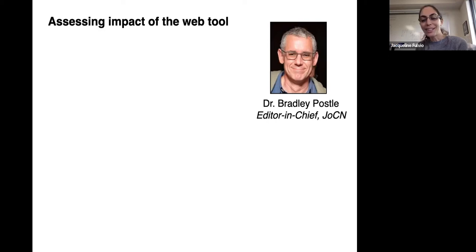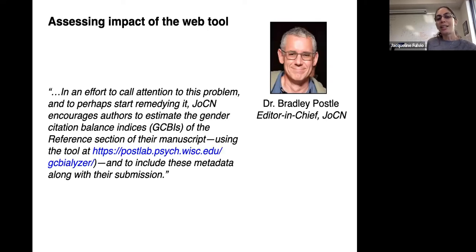So to quote Brad's announcement when he assumed the editor-in-chief role and unveiled the web tool, he said, "In an effort to call attention to this problem and to perhaps start remedying it, JOCN encourages authors to estimate the gender citation balance indices of the reference section of their manuscript using the tool at the website, and to include these metadata along with their submission." So basically, this was going to be introduced as part of the submission process, but a voluntary part.